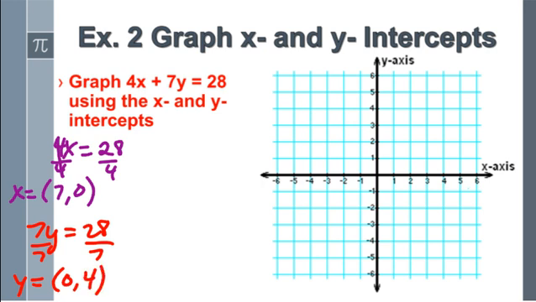I come over to my coordinate plane and I have 7, 0. So (7, 0) is here. The y-intercept is (0, 4). (0, 4) would be up here. I'll change that color so you can see that that's the y-intercept. And then draw our line to connect the two points. And there's our graph.